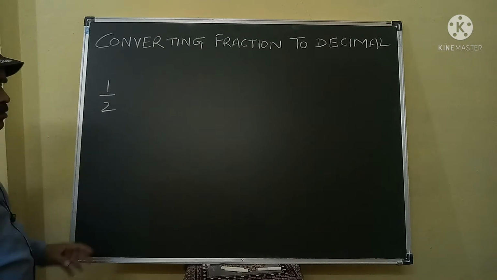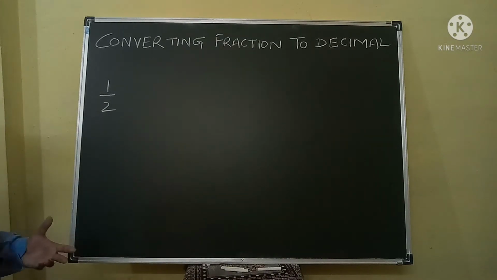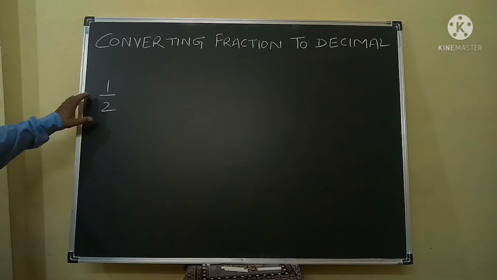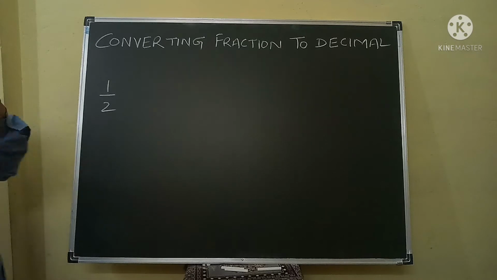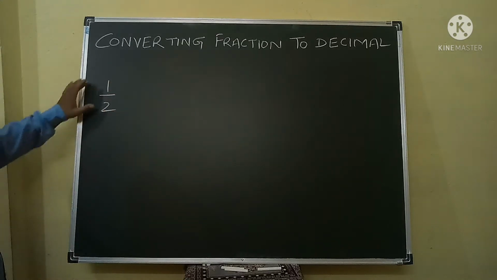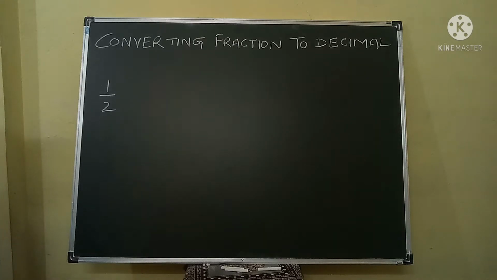This is 1 upon 2. This is one fraction. And I have one question: how will we convert this fraction to decimal form? So what will we do? It is a very easy procedure.